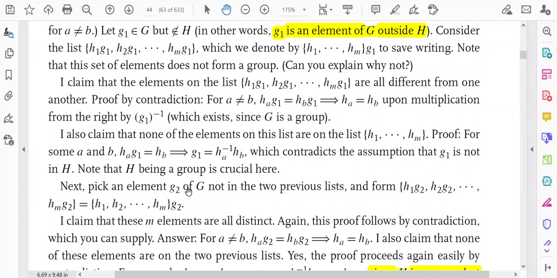g2 is in G, but g2 should not be in the two previous lists, and we again multiply g2 with the capital H group, just as we multiplied g1 with capital H earlier. So this new set of elements will be formed: h1 g2, h2 g2, in this way up to hm g2, and we can write the product in this way.